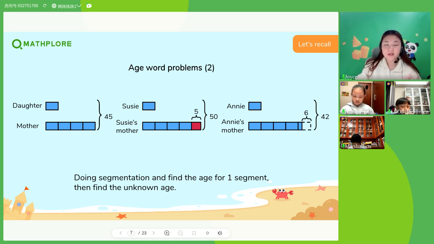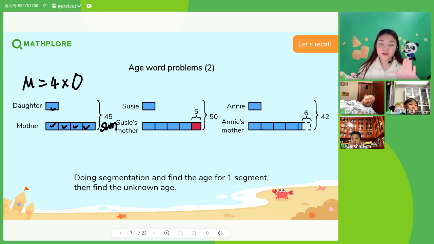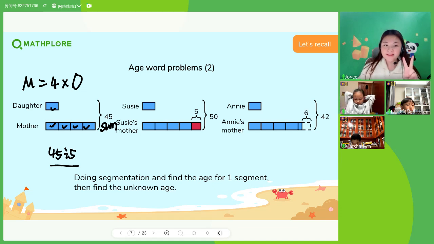The first one is like when the mother's age equals to 4 times the age of the daughter. So we draw 1 segment for daughter and 4 segments for the mother, right? And what does the number 45 mean, everyone? Is that the sum or difference? Sum. Yeah, 45 here is the sum. The sum. So it means we have 5 equal parts equals to 45. So you can know each of them by using the division, right? Okay, great.